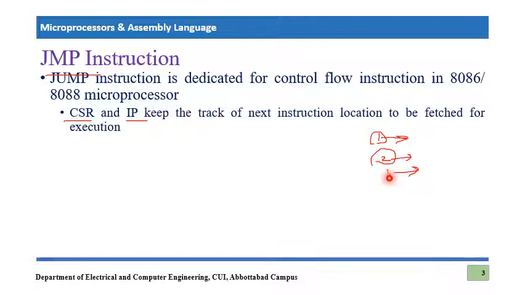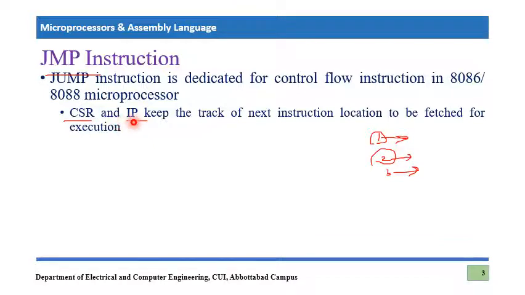But how is the microprocessor tracking the next instruction, or tracking the location which is storing this next instruction? This tracking job is done by these two registers, CS and IP. I hope you remember it. CS holds the segment base address, and IP holds the offset part of the address. You know that that is the logical address.